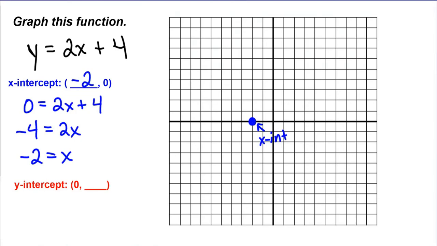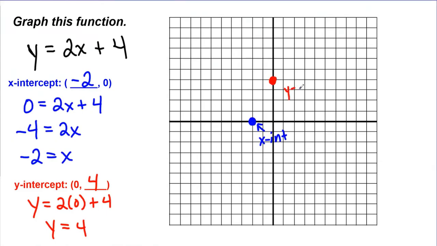Now if I want to find out where it crosses the y-axis, I know that the x value is going to be 0. So I'm going to put 0 into my function for x. y equals 2 times 0 plus 4. Well, 2 times 0 is 0. 0 plus 4 is 4. So y equals 4 when x is 0. So here is my y-intercept, (0, 4). And that is right here.